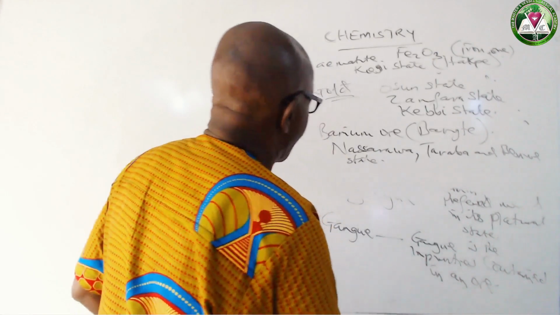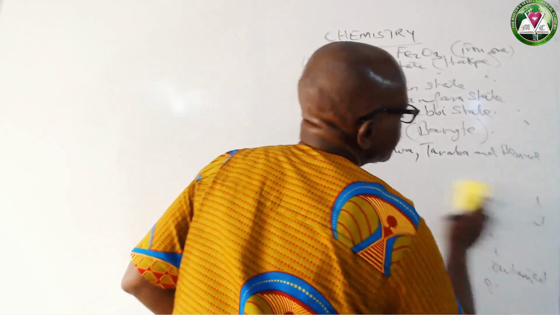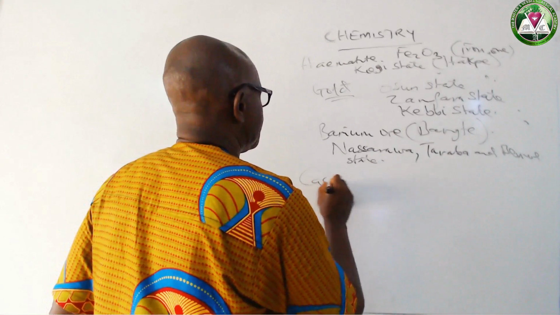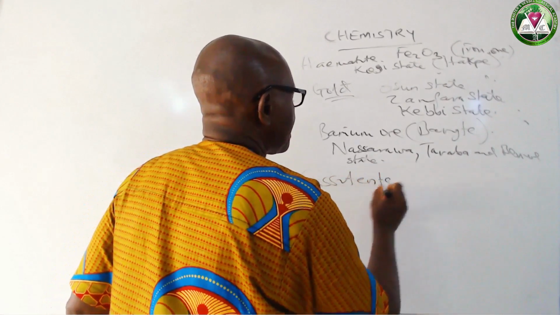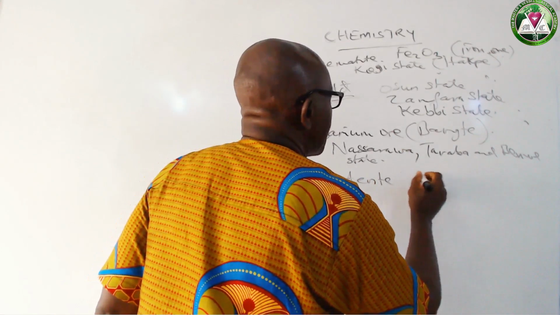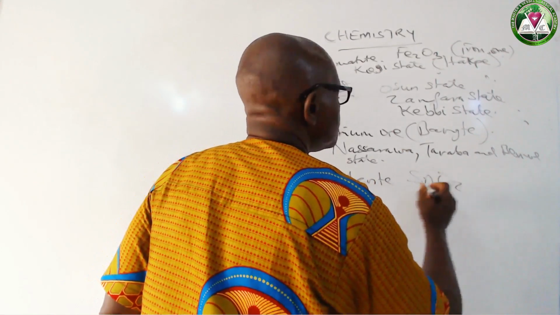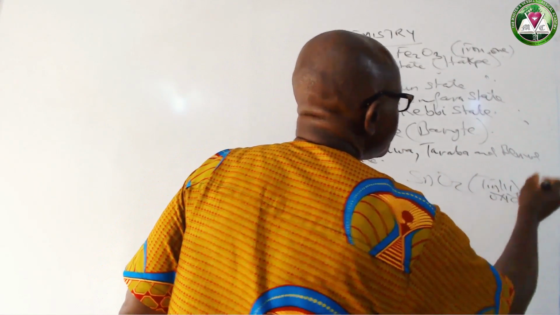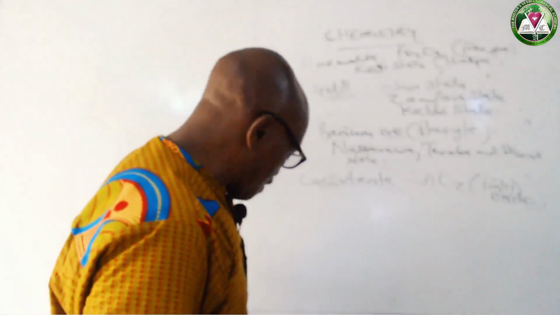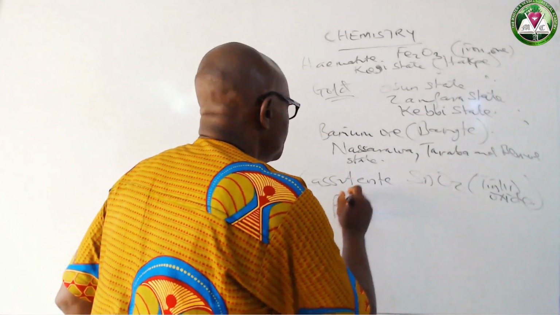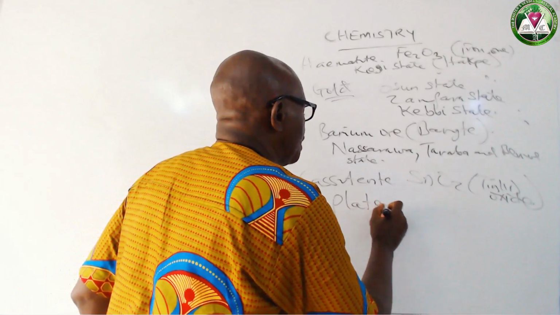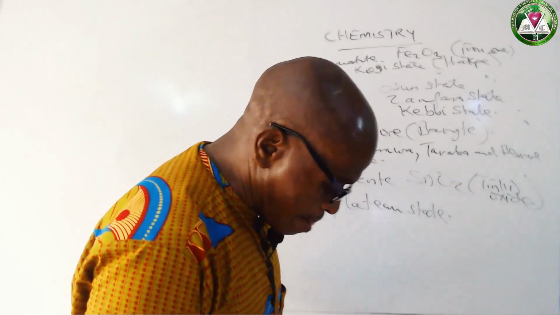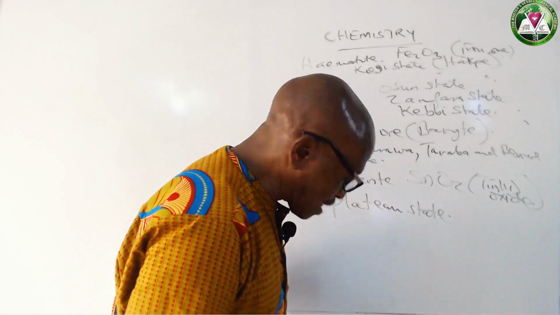We look at another mineral called cassiterite. Cassiterite is tin(IV) oxide, SnO2. Tin oxide is found in Plateau State. It's also found in Nasarawa State, Kano, and so on.